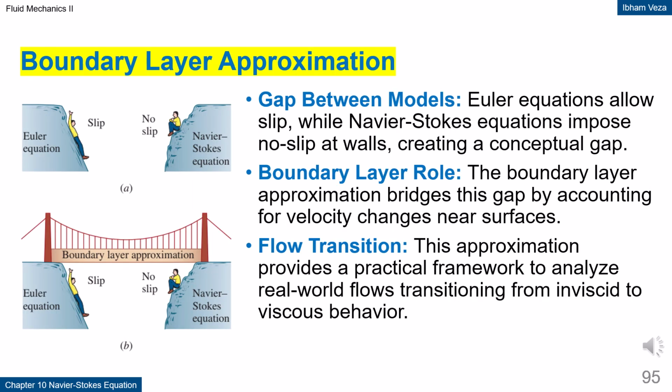Boundary layer approximation. The Euler equations allow slip at walls, while the Navier-Stokes equations impose a no-slip condition. This difference creates a conceptual gap in modeling real flows. The boundary layer approximation bridges these two models. By dividing the flow into an outer inviscid region and a thin viscous layer near the wall, the analysis becomes more realistic. This concept is one of the main pillars of modern fluid mechanics.